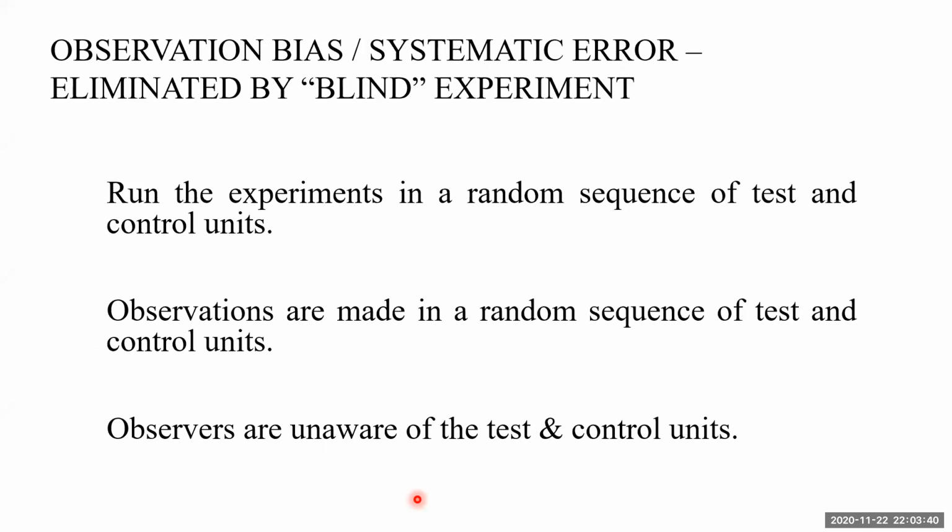If there is a detection bias, meaning that the observer or the assessor of the outcome has knowledge about the experiment, about the intervention, and whether this participant belongs to the experimental intervention or the control intervention, this will affect the results. So in order to eliminate observation bias, we should follow a blind experiment, by running the experiment in a random sequence of test and control units, and observations are made in a random sequence of test and control units, and the observers are unaware of the test and the control units.